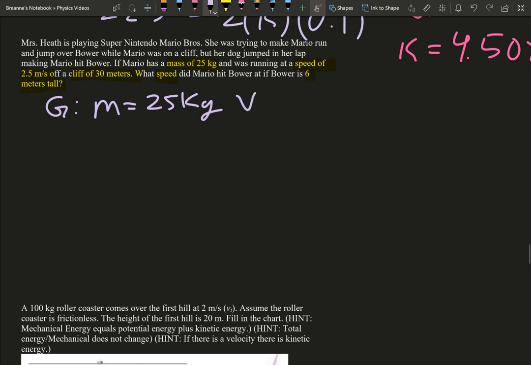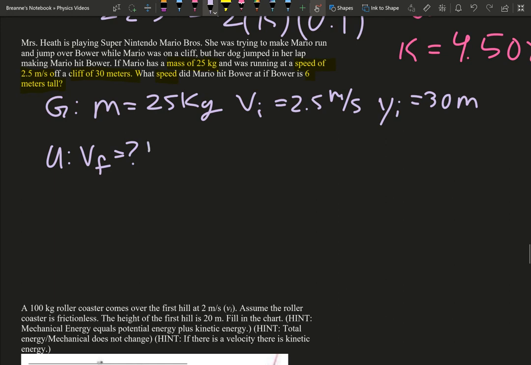So this is the speed he was running at the beginning, before he jumped and hit Bowser. So this would be our initial speed. It's 2.5 meters per second. And this is the cliff that he was on before he jumped and hit Bowser, so our initial height would be 30 meters. We are looking for our final speed because we're trying to figure out how fast he hit Bowser, and our final height will be 6 meters because that's the height he hit Bowser at.